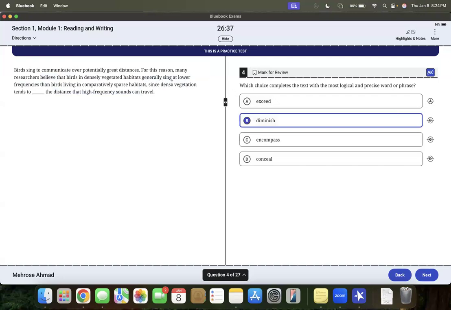B, diminish. Dense vegetation diminishes or lowers the distance that high frequency sounds can travel. That is why birds in dense areas sing at lower frequencies instead.